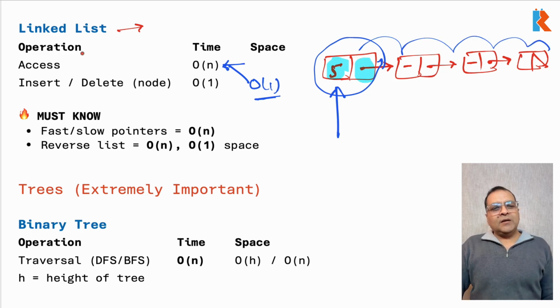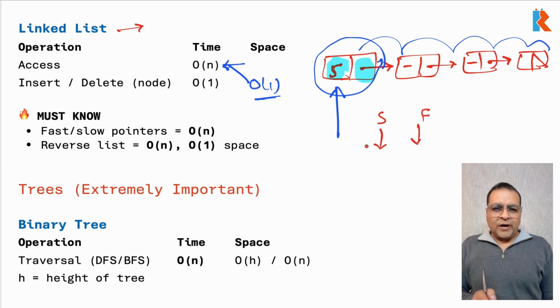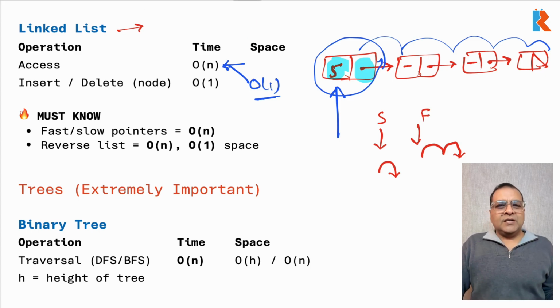A popular algorithm in linked list is to have two pointers, slow pointer and fast pointer, where slow pointer is moving at a slower speed while fast pointer is moving at a faster speed. Let's say slow pointer is going to the next node while the fast pointer is jumping two nodes at a time. When the fast pointer reaches the end of the list, the slow pointer will be at the middle of the list. This combination of slow and fast pointers is used in multiple questions in linked list.